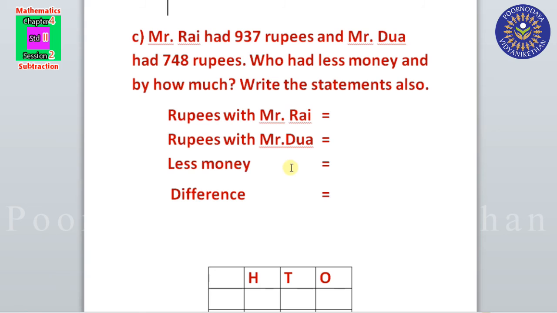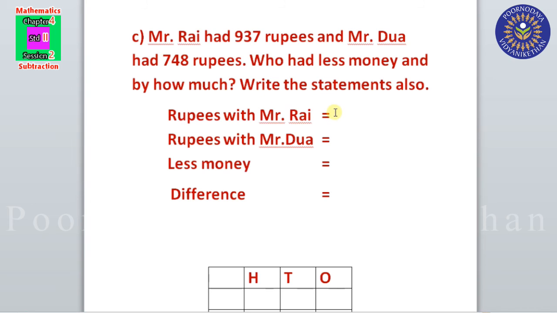Listen to the question. Mr. Rai had 937 rupees and Mr. Dua had 748 rupees. Who had less money and by how much? Write the statements also. Listen to the question once again. Mr. Rai had 937 rupees and Mr. Dua had 748 rupees. Who had less money and by how much? Write the statements also.